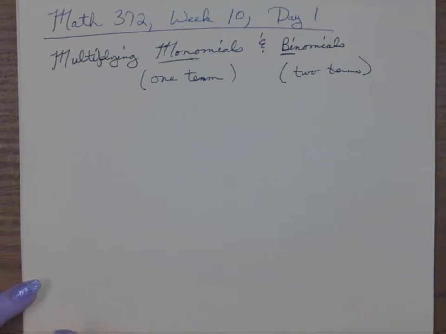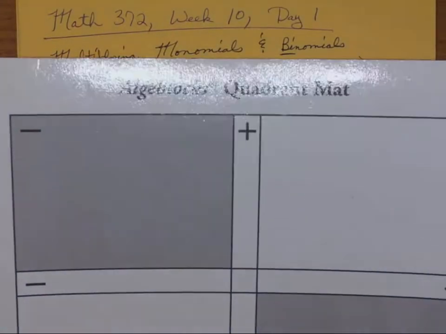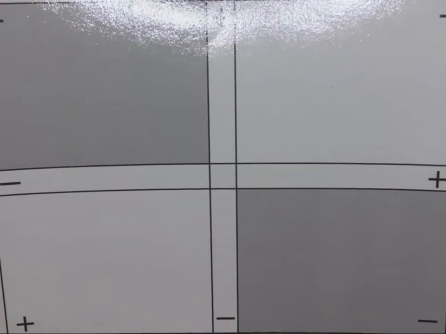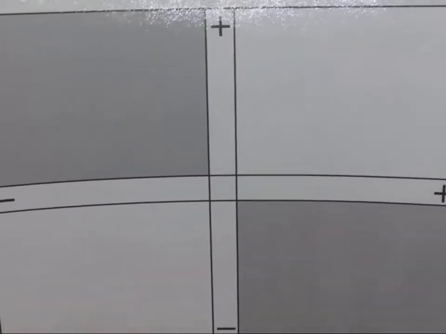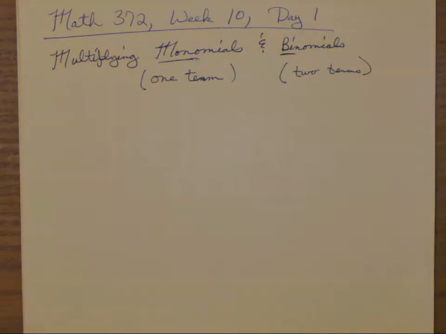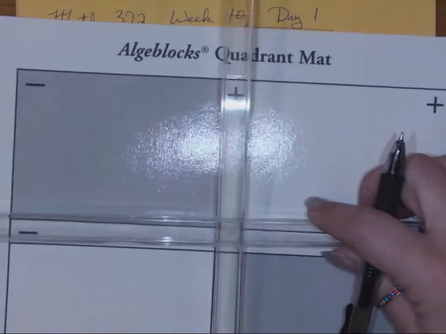Okay. So last week we talked about using algebra tiles or Algeblocks to do some multiplication. And we're going to have something that's the quadrant map, if you remember that. It looks something like this. 4 quadrants, a positive and positive and a negative. And on top of that, a lot of times we're going to use a factor track.